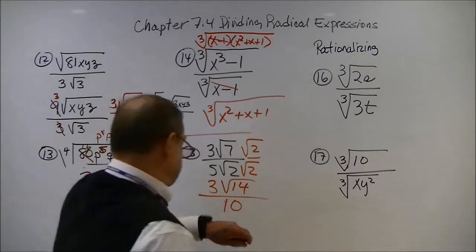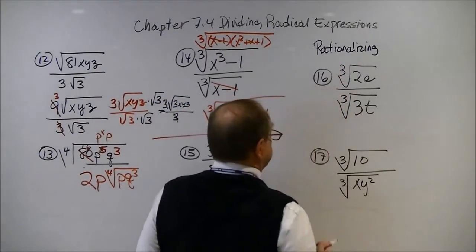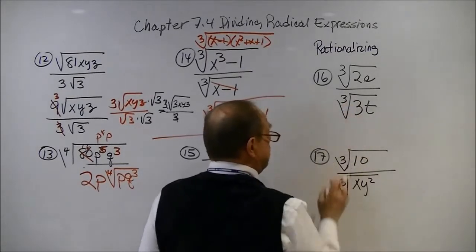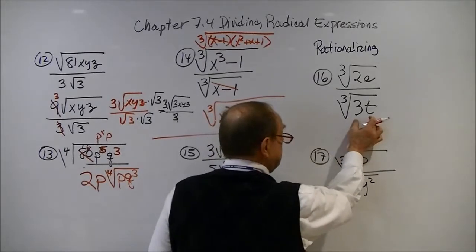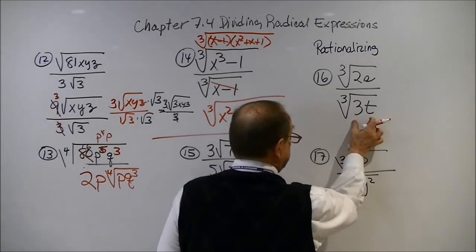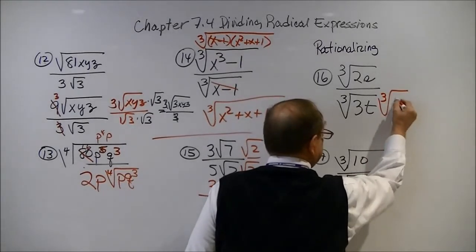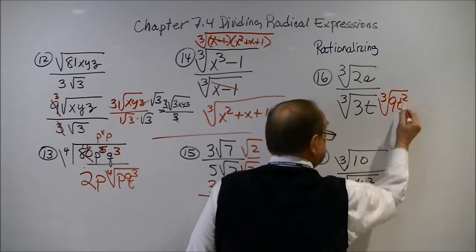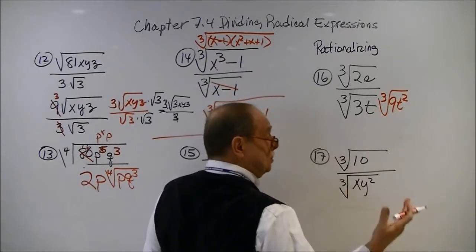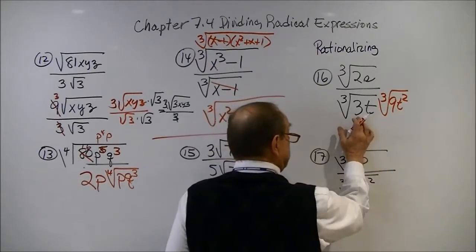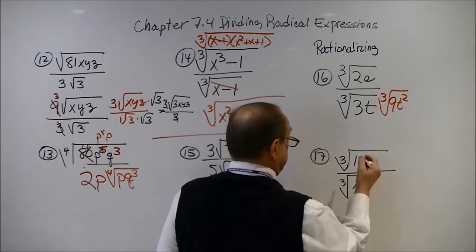Now, for number 16, as we look at it, we want to rationalize this denominator. But notice the index number is 3. So we have to make this a perfect cube. To do so, we're going to have to multiply it by the cube root of 9t squared. T times t to the second is t to the third. It's now a perfect cube. 3 times 9 is 27, which is a perfect cube.